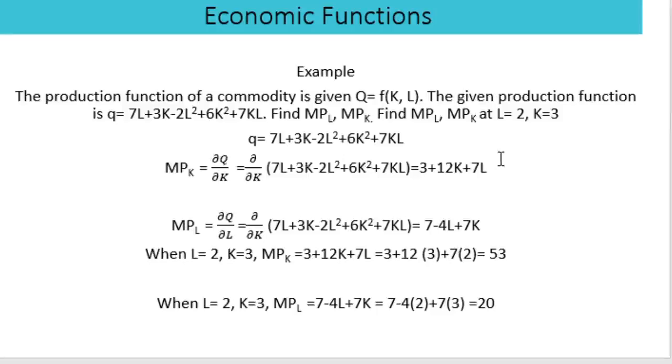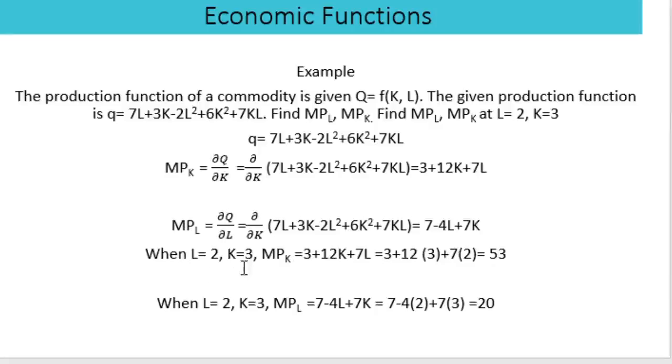Differentiate this with respect to K. Here the differential of 7L plus 3K minus 2L square plus 6K square plus 7KL with respect to K is: this is 0, this will give 3, this is 0, this will give 12K, this will give 7L. Likewise, marginal product of labor equals dou Q by dou L, that is dou by dou L of 7L plus 3K minus 2L square plus 6K square plus 7KL, that is 7 minus 4L plus 7K.